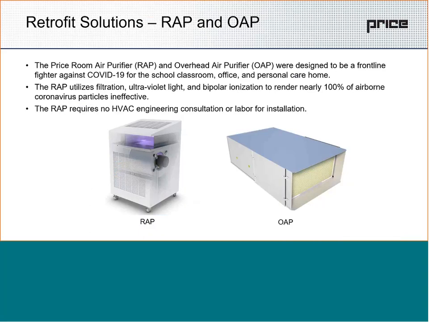Looking into some of the other options, if you can't tackle it with the main air system, Price has two different offerings for increasing filtration as a retrofit in a space, or you can use them in new construction as well. The first one would be the Price Room Air Purifier, which is a portable HEPA filtration unit that has a couple of different options for ultraviolet and for bipolar ionization to really help prevent any of that contamination from recirculating in the space. It really has a one-pass cleaning rate for the majority of viruses out there as well, and we'll get into the technologies used.